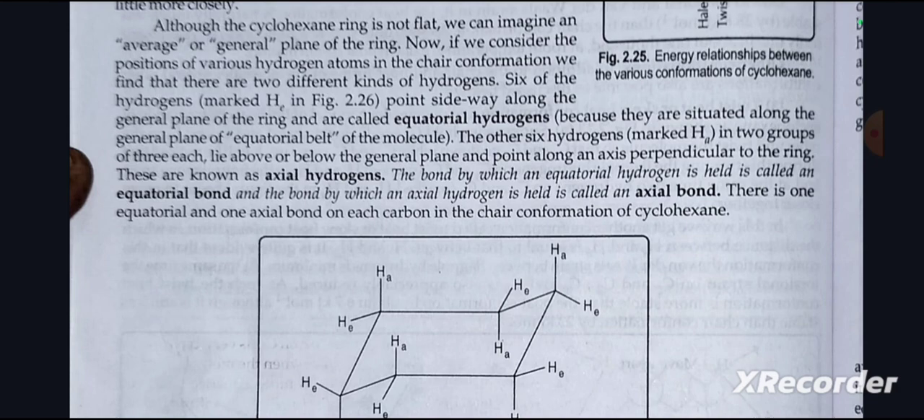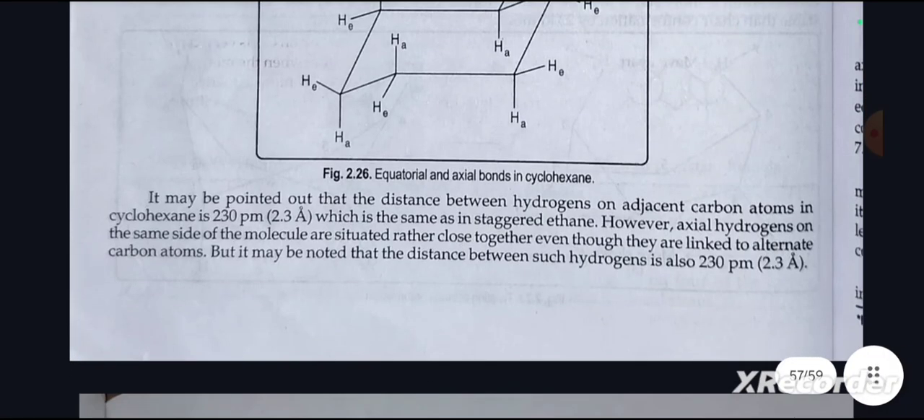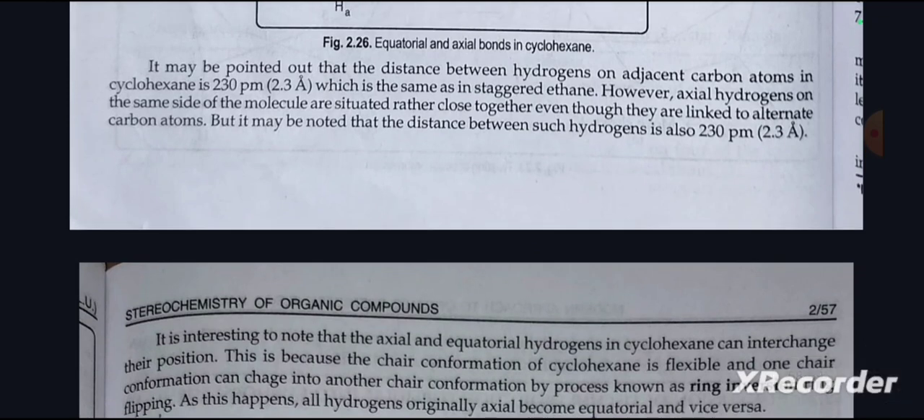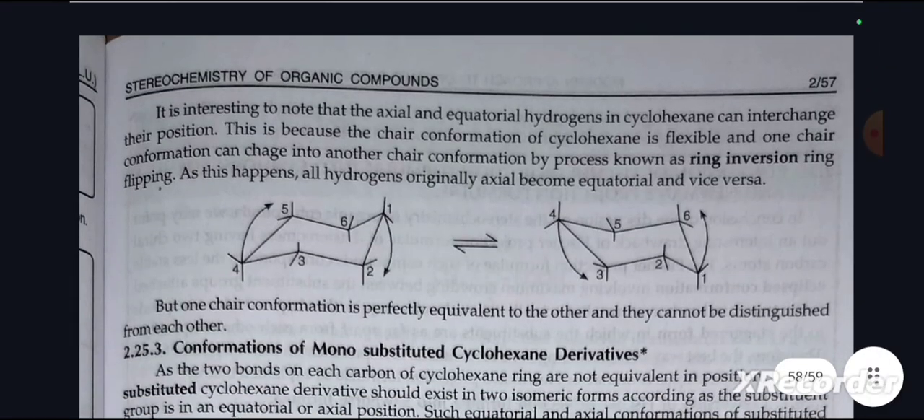Figure 2.25 Energy relationship between the various conformations of cyclohexane. Figure 2.26 Equatorial and axial bonds in cyclohexane. It may be pointed out that the distance between hydrogens on adjacent carbon atoms in cyclohexane is 230 picometer, 2.3 angstrom, which is the same as in staggered ethane. However, axial hydrogens on the same side of the molecule are situated rather close together, even though they are linked to alternate carbon atoms, but it may be noted that the distance between such hydrogens is also 230 picometer, 2.3 angstrom.